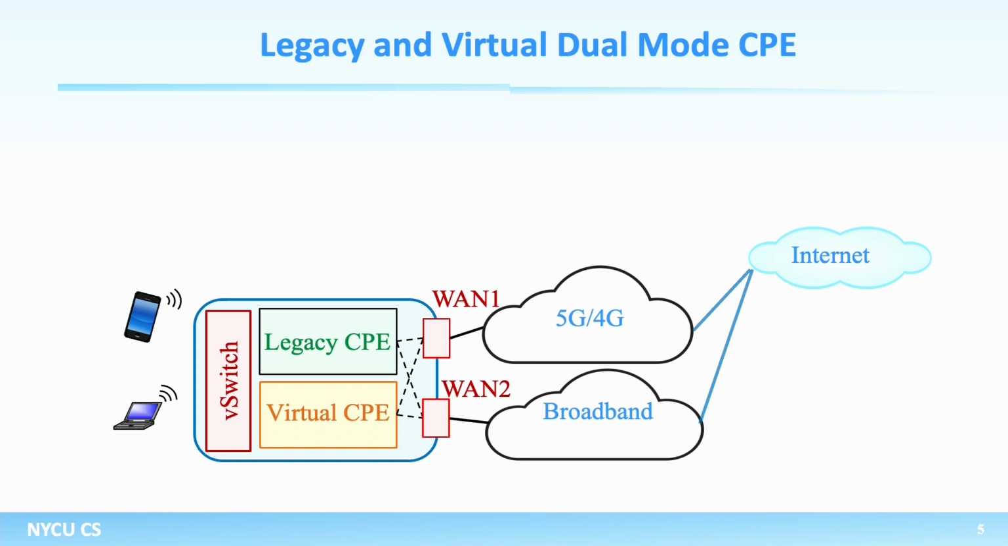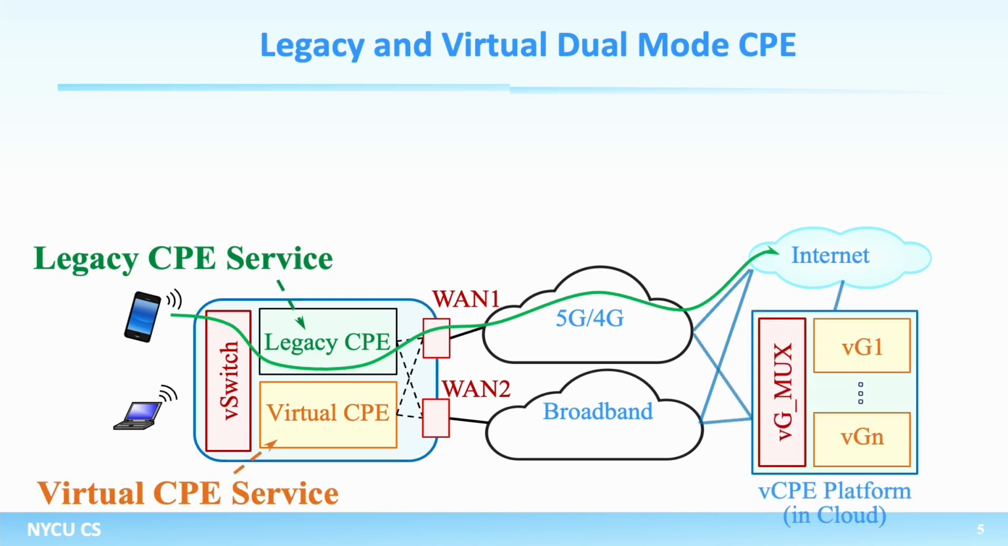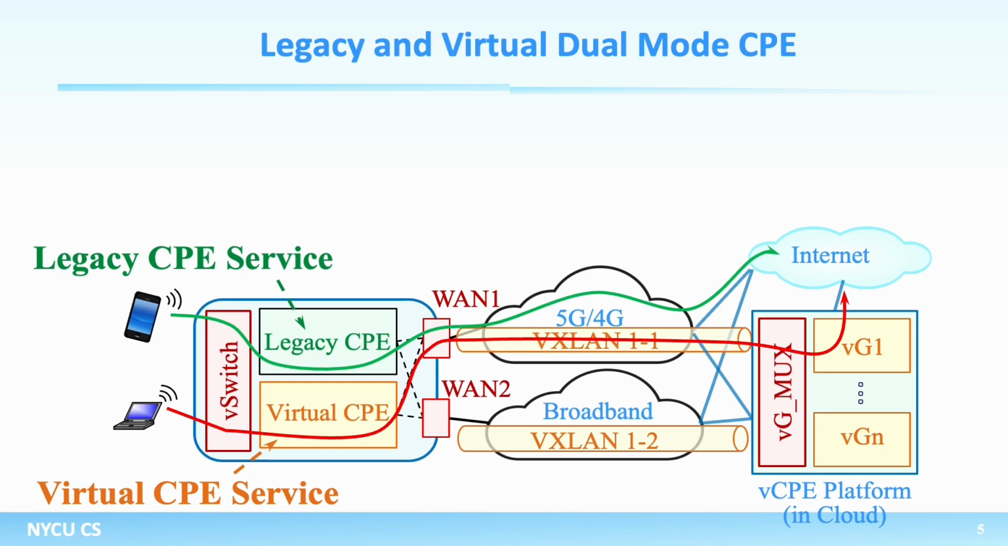Next, the internet connection via Legacy CPE mode and Virtual CPE mode are introduced respectively. For Legacy CPE mode, a home device connects to the internet straight by the CPE itself. However, for Virtual CPE mode, we need to connect to the virtual gateway which is located in the remote VCPE platform. To this end, we use VXLAN to create a tunnel between the CPE and the VCPE platform.